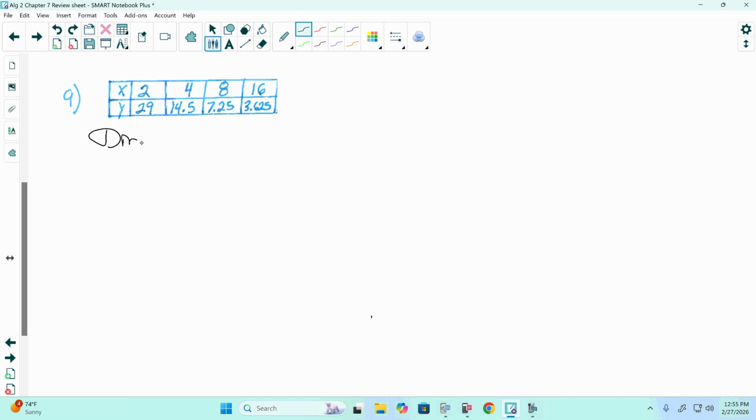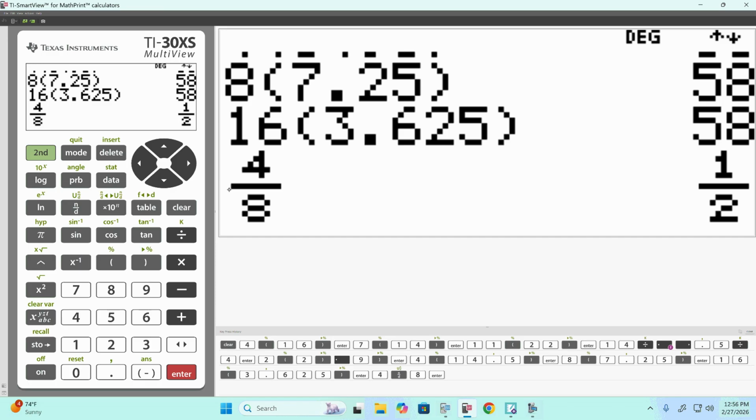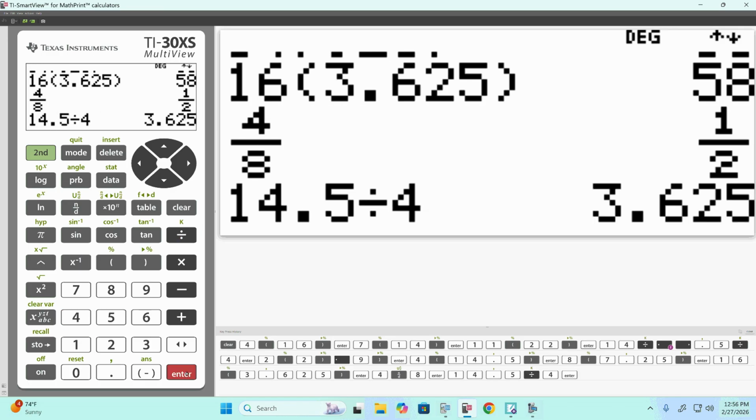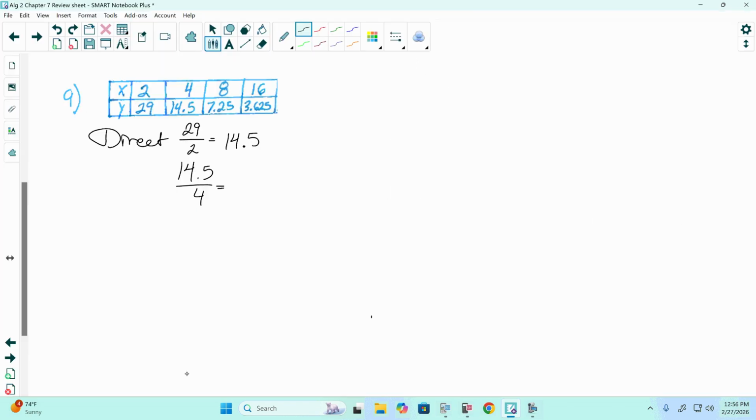If I wanted to check direct for number 9, 29 divided by 2 is 14.5. We can do 14.5 divided by 4, 3.625. That does not work because those are not the same amount. We can move on and try inverse.